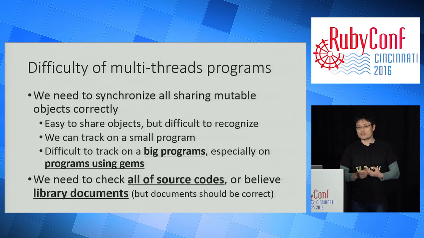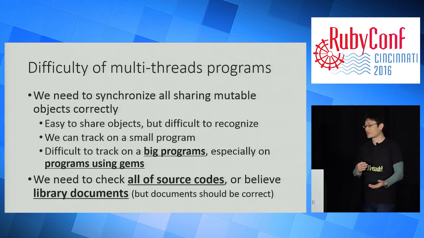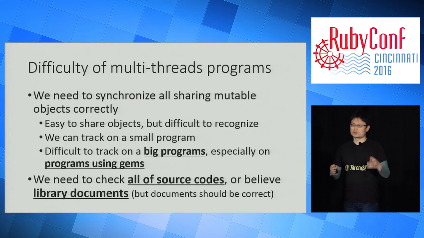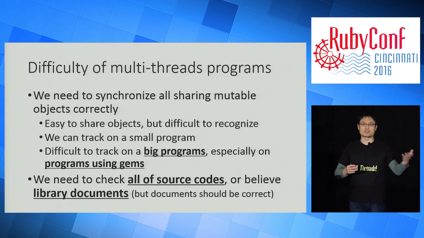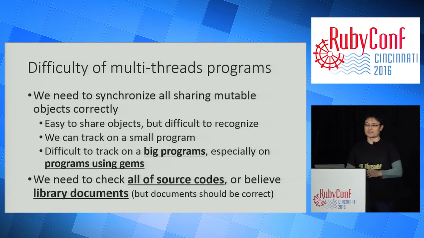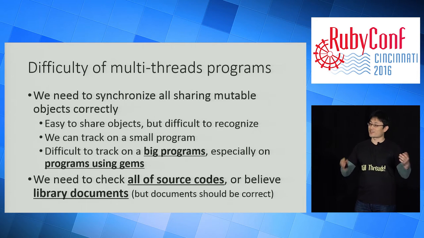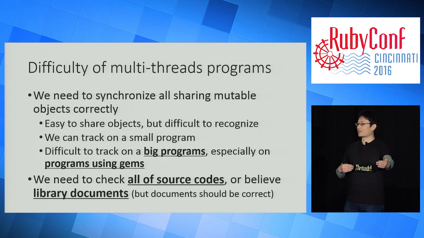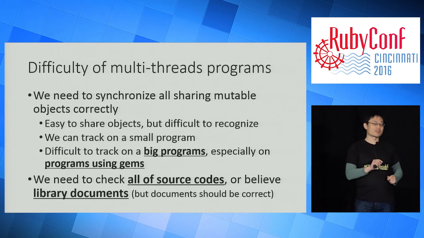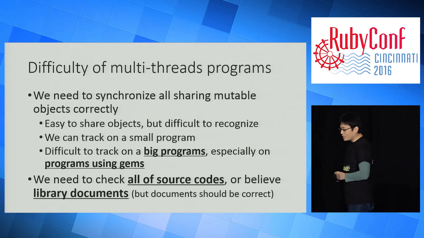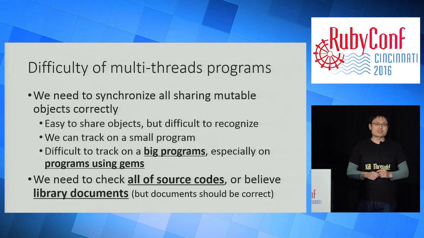But with Ruby's threads, it is easy to make multi-thread programs, and it is easy to introduce such a shared object. But it is difficult to recognize which object, which data, is shared or not. We can track this in a small program. I mean that with only 100 lines of Ruby source code, it is easy to see the whole program. So we can check this data is shared, and this string is not shared. So we can understand easily. However, it's difficult to track in a big program.